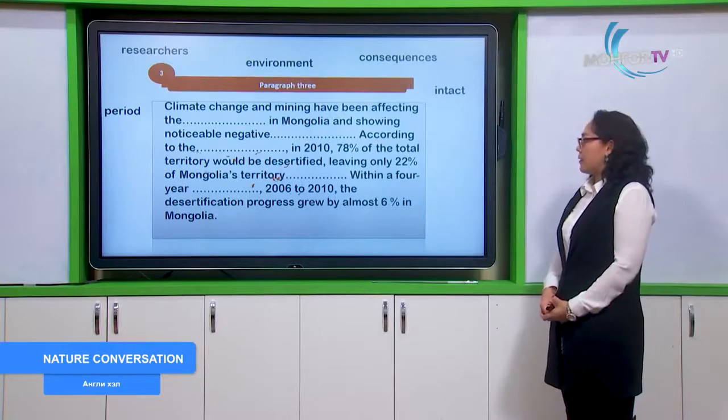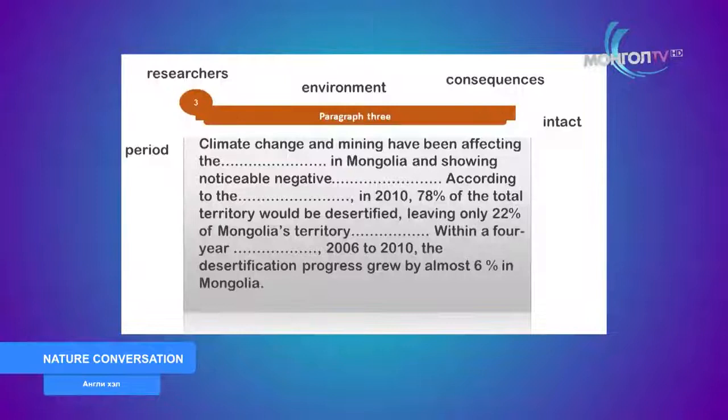So let's see now, paragraph 3 is what is going to talk about. Climate change and mining have been affecting the blank in Mongolia and showing noticeable negative blank. According to the blank, in 2010, 70% of total territory would be desertified, leaving only 22% of Mongolia's territory blank. Within a 4-year, 2006 to 2010, the desertification progress grew by almost 60% in Mongolia.